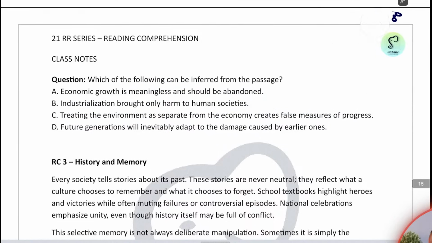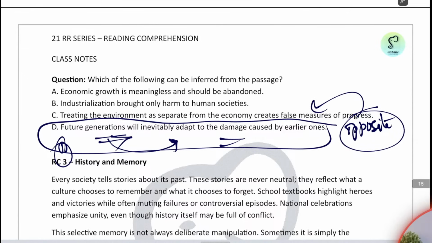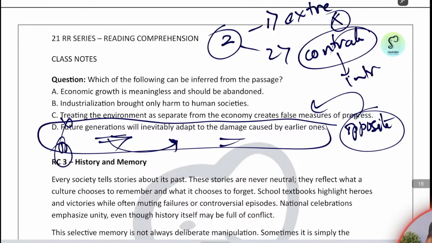Option D is contradicting the idea. Author says that if you spend like this, it is a problem for future. Whereas answer choice D says that future generations will adapt. So D is exactly opposite to what is given. So D is wrong. Right? Now you understood, when you're handling inferences, you will have two types of options. One type of option where it is extreme, it is wrong. Second type of option where the line is contradicting the author. Here you will fall in a trap. You need to be very careful.